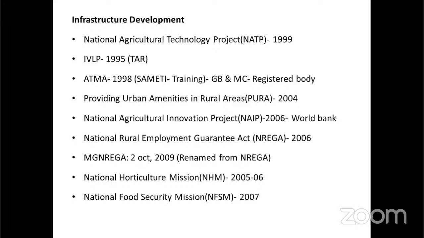Next one is PURA. PURA means Providing Urban Amenities in Rural Areas. The name says it: we provide the urban amenities, whatever is in the urban areas, in the rural areas. In rural areas there is somewhat of a lack of health facilities and infrastructure. If we provide health facilities and infrastructure facilities in the rural areas, it will be useful for the rural people. So there will be less migration.